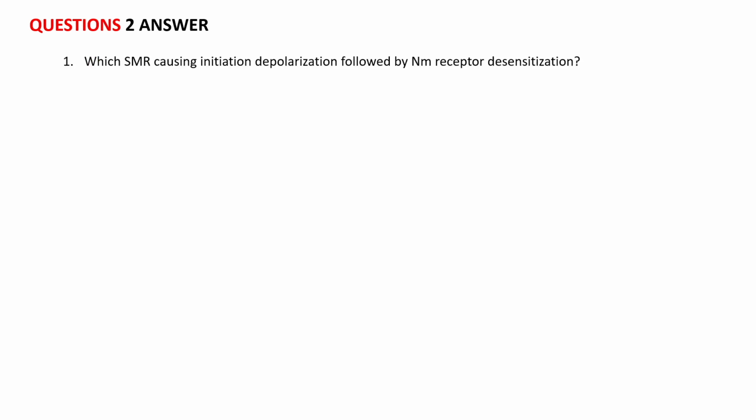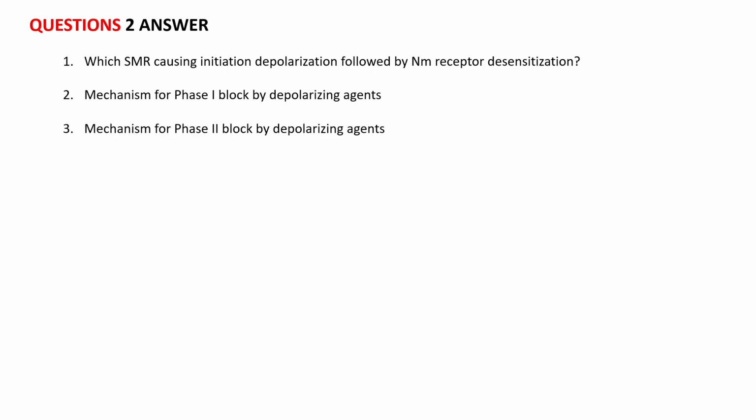So the questions to be answered at the end of this session are: which SMR will cause initial depolarization followed by NM receptor, that is the nicotinic muscular receptor, desensitization? Which is the mechanism for the phase 1 block produced by the depolarizing agent? You should be able to answer the mechanism for the phase 2 block by the depolarizing agent, and also why depolarizing blocker action is very rapid and of short duration.